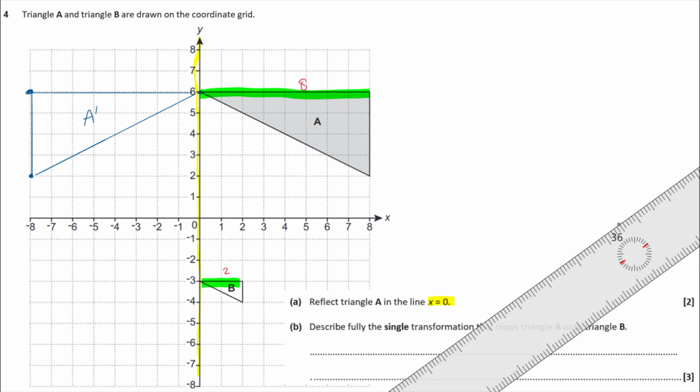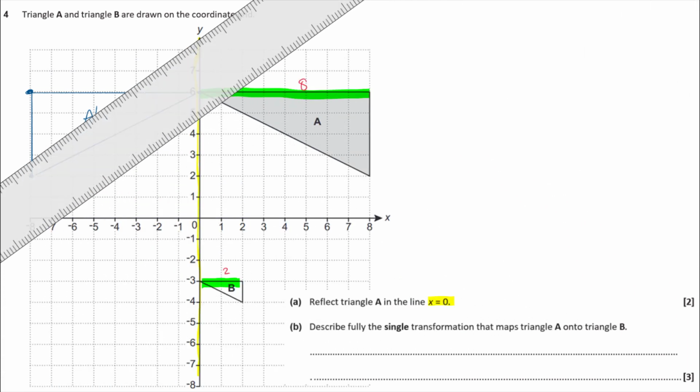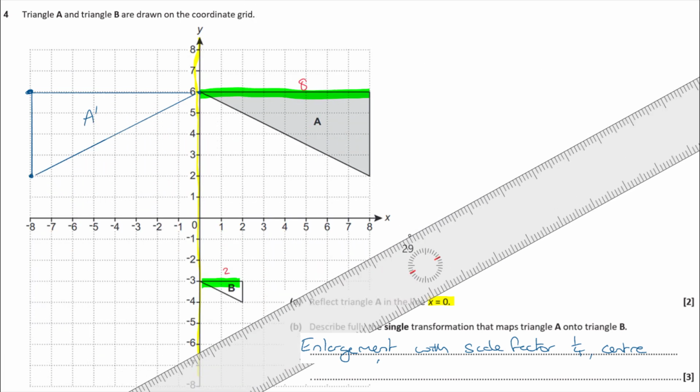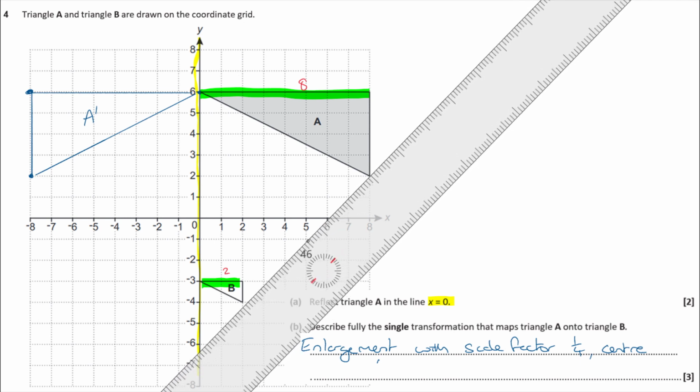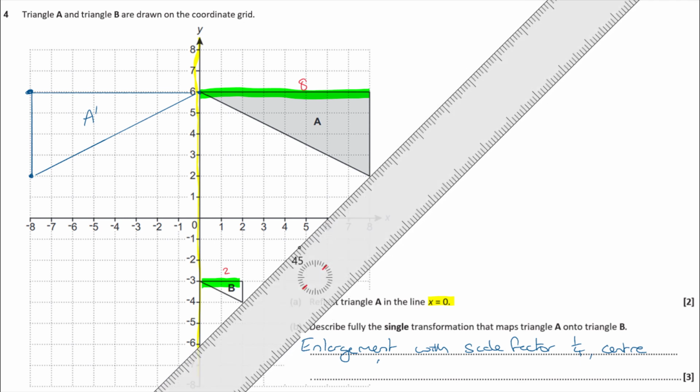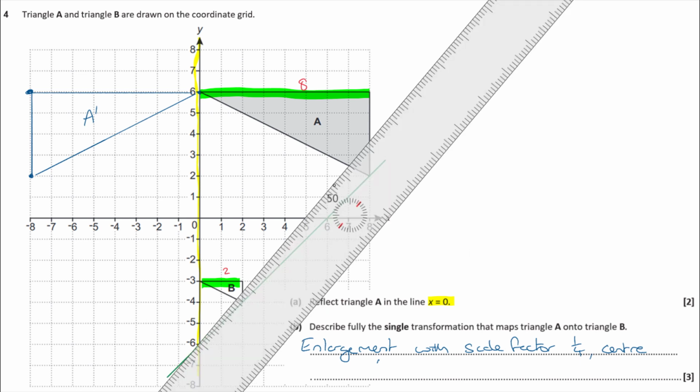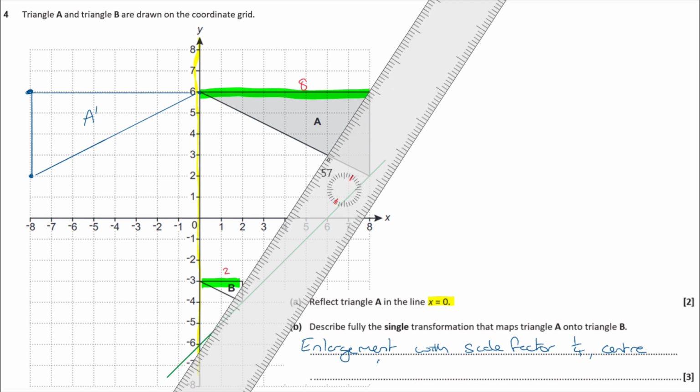You could do that with any other sides as well, so it would give you the same fraction. So if I'm going to describe this, I'm going to say it's an enlargement with scale factor of 1/4, and now I just need to find the center of enlargement. So where is the center of enlargement? Well, I can do that by using my ruler and drawing on some ray lines. What I do is I find matching points on object and image, and I draw some lines through them. Now these lines should converge on the center of enlargement.